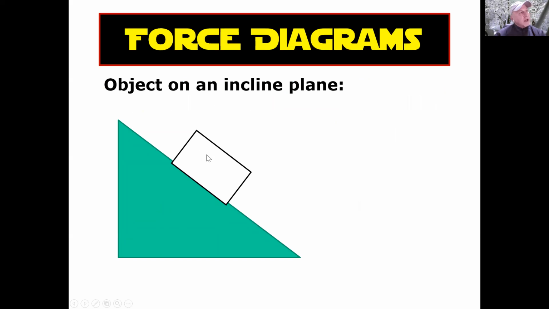Another example: here you have an object sitting on an inclined plane. What are the forces acting on it? Well, it's in contact with the inclined plane, so there's got to be a force in this direction, right? That would be a normal force. Well, I know the force of gravity. You don't have to do it this way, but you will see that the force of gravity is acting on the center of mass of the object, which would be the center of mass of this box.